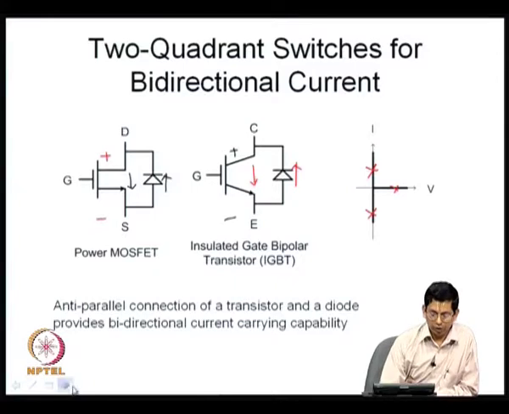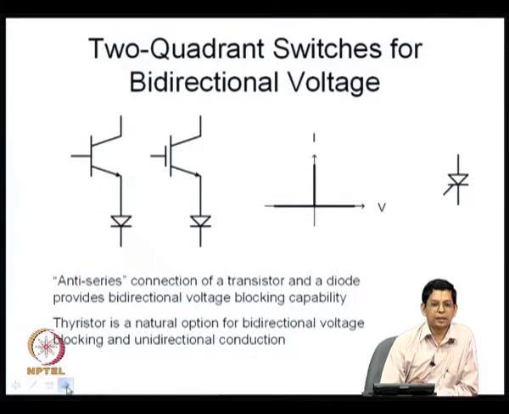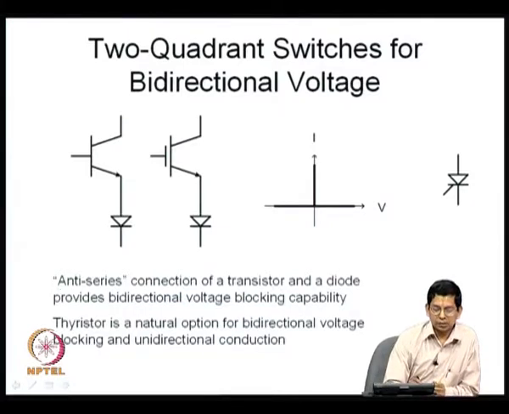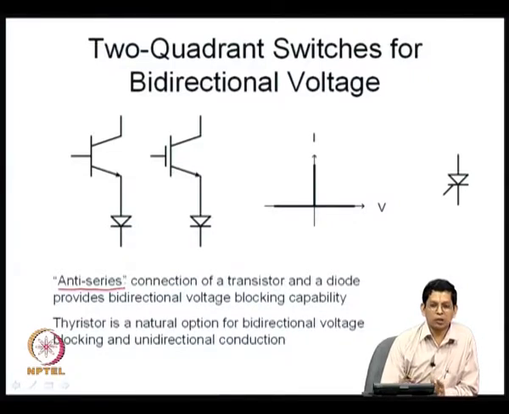Now, how about the voltage? That is something we can look at in the next slide. If you add an anti-parallel connection there, this is something I call an anti-series connection. I have indicated this "anti-series" within quotes because it is not as commonly used a term as anti-parallel is. Therefore, I have put it under quotes. So, what am I doing here?